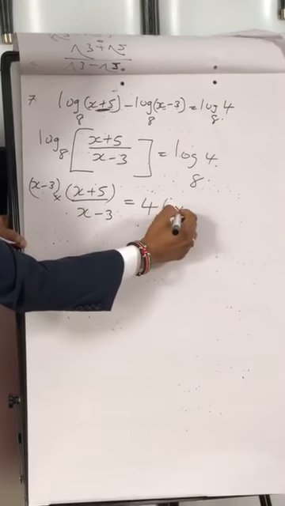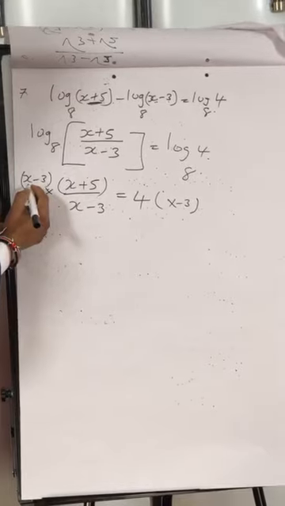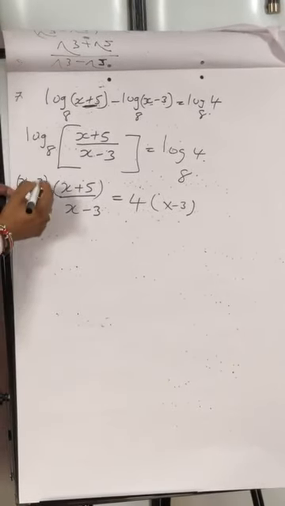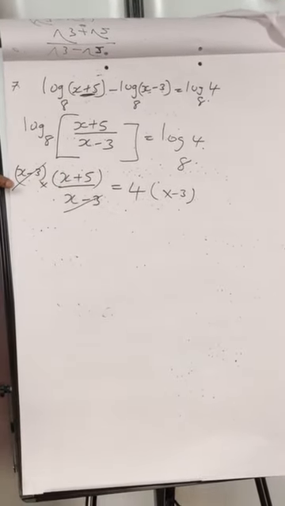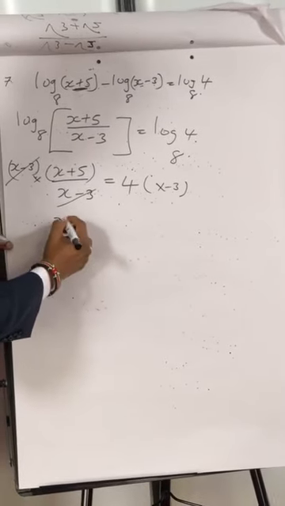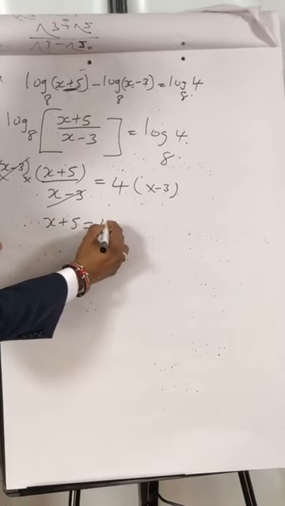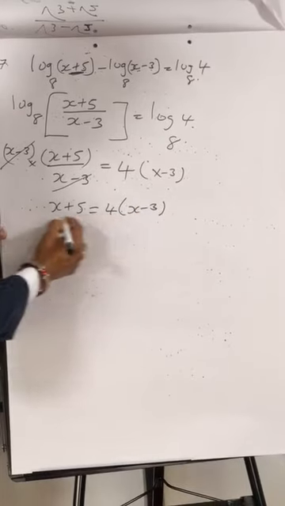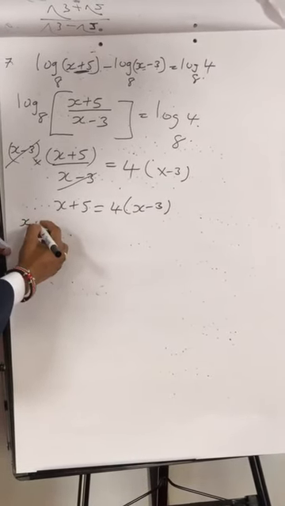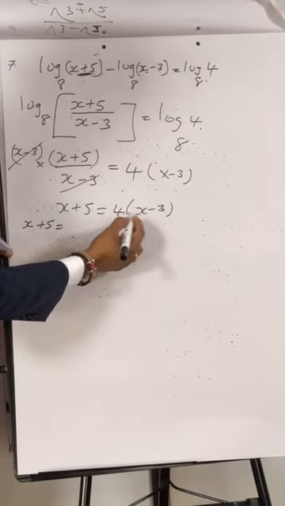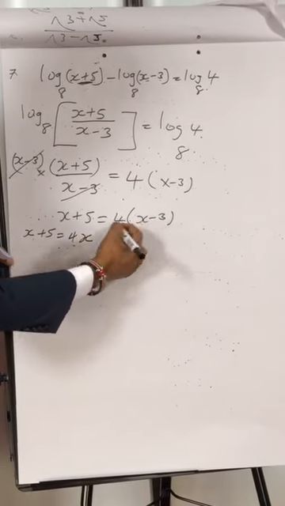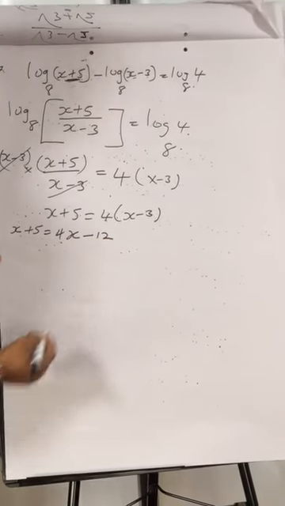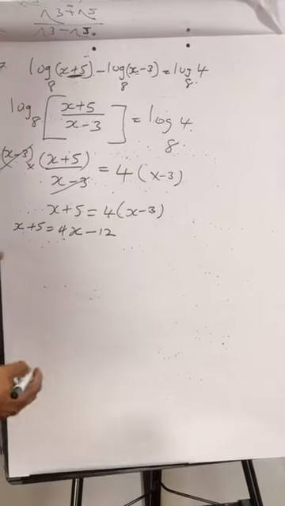This side also by x minus 3. So when you multiply this by x minus 3, the x minus 3 will cancel. You remain with x plus 5 equals 4 into x minus 3. From here we have x plus 5 equals 4 times x, which is 4x, and 4 times minus 3 is minus 12. Collect the like terms together.